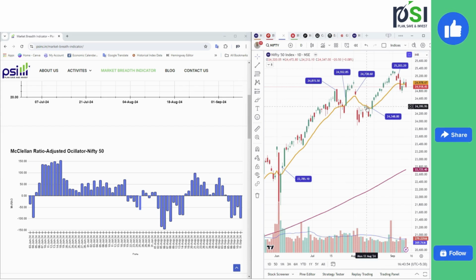Divergence is when the market is going up, but the indicator is going down. This indicates that the strength in the market is falling. So there might be a downtrend upcoming, there might be a reversal. So you should always identify the divergence as well. The divergence is very helpful for trend reversals. So this is how you can use the macro indicator, that is the McClellan ratio adjusted oscillator.